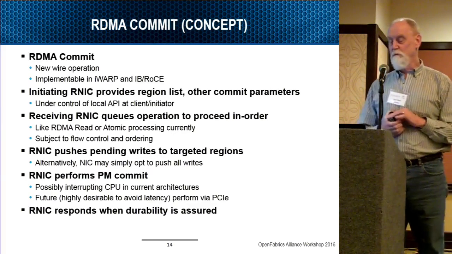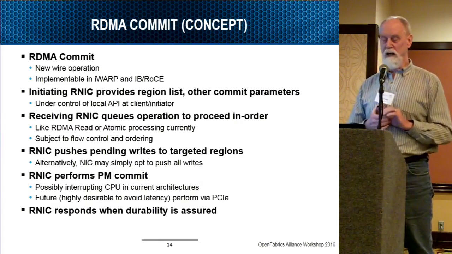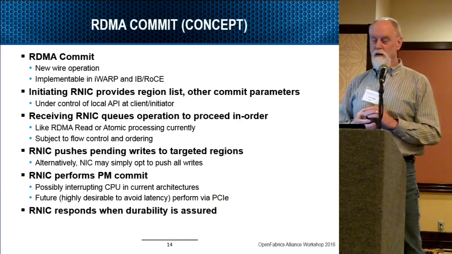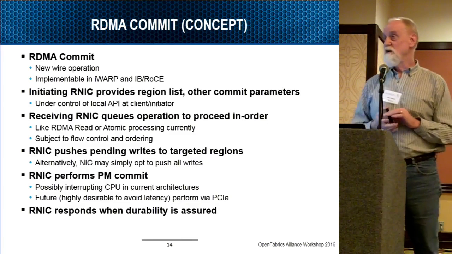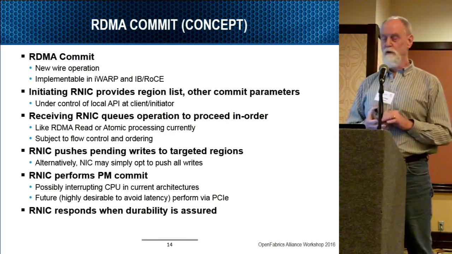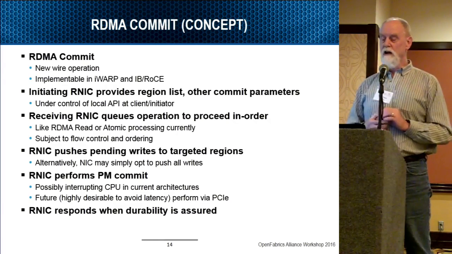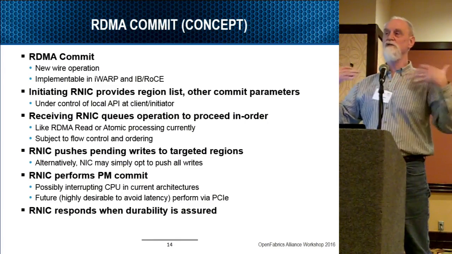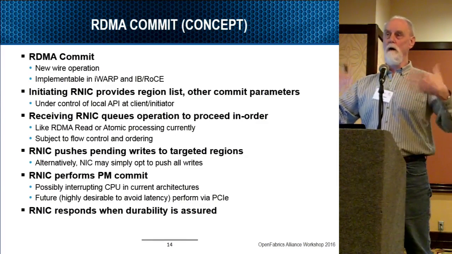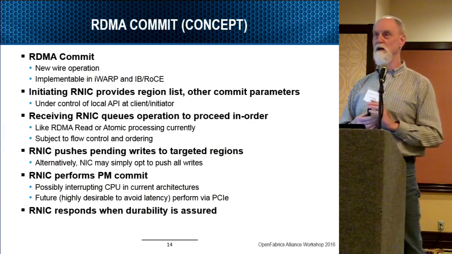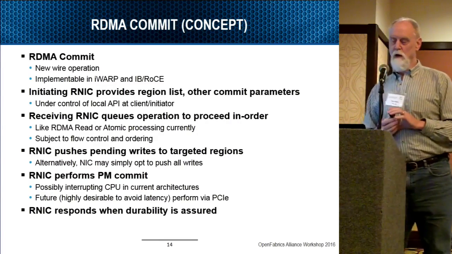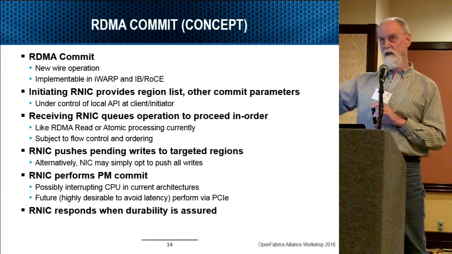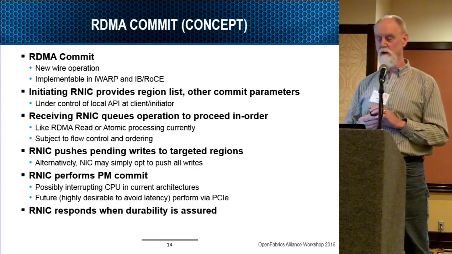So we call it a new operation. We implement it in any protocol we like. It's actually a very high-level requirement, if you will, for an operation. The initiating RNIC provides a region list and other commit parameters under control of the API. The receiving RNIC queues the operation and processes it in order, right? So previous RDMA writes are processed before this commit operation, just like existing RDMA semantics. The operation is processed much like an RDMA read or an atomic, where the NIC itself processes it without interaction of the local CPU.